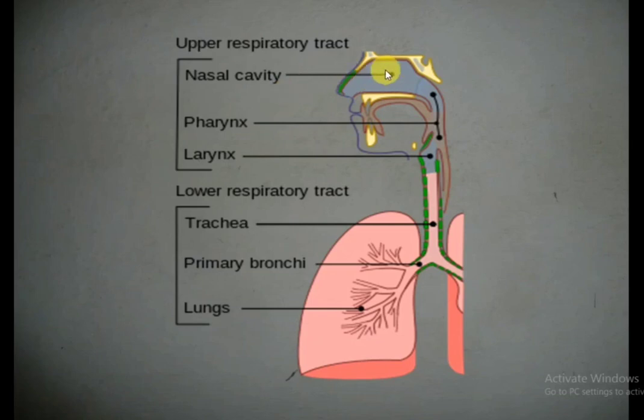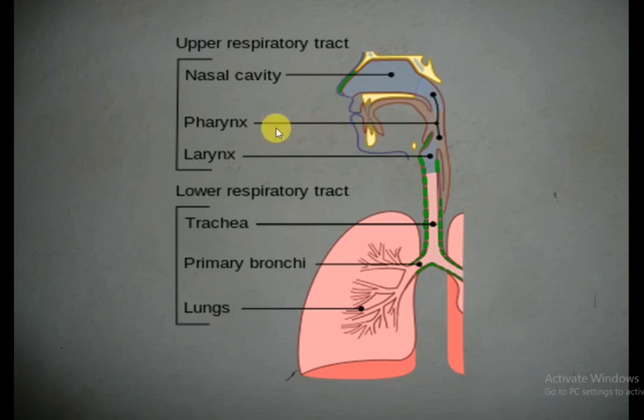Here is the nose. This nose is made up of cartilage outside of the face, and inside the nose there is some mucous membrane. It helps in taking oxygen from outside into the human body with the help of the nose only, and this air will enter next into the pharynx.